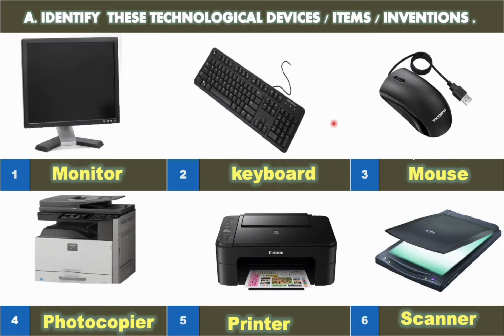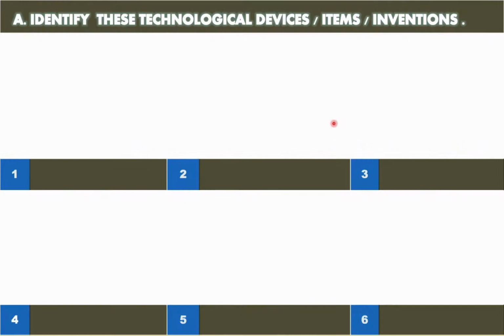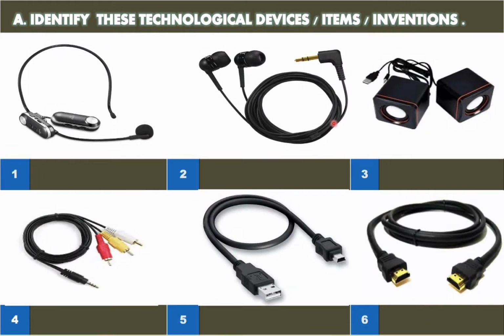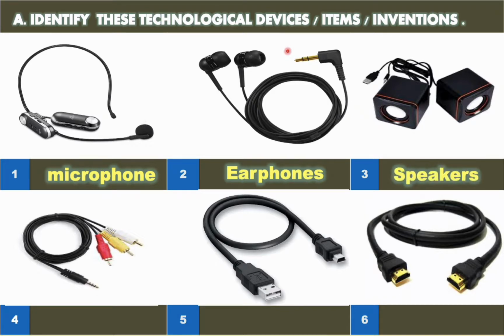Okay, so another list. Here, what do you have? Good. Microphone. Very good. We have a microphone or a mic. We have earphones. We use it, for example, for listening to music or other things. Number 3, we have speakers. Very good. We have speakers here, also for listening to something.